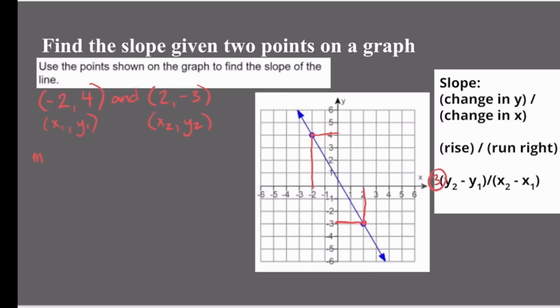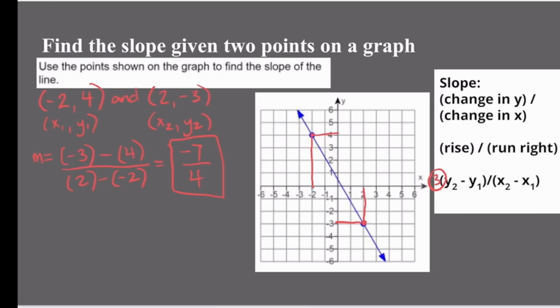So the slope is going to be -3 minus 4. Those are the y values. And then 2 minus -2. Those are the x values. So your slope would be -7 over 4. That's our slope.